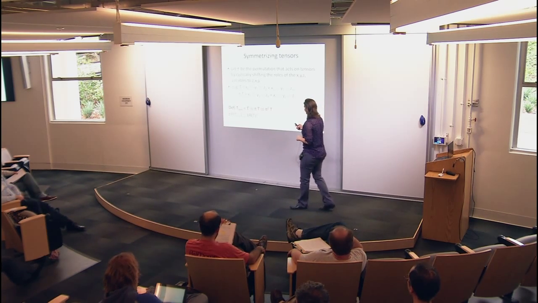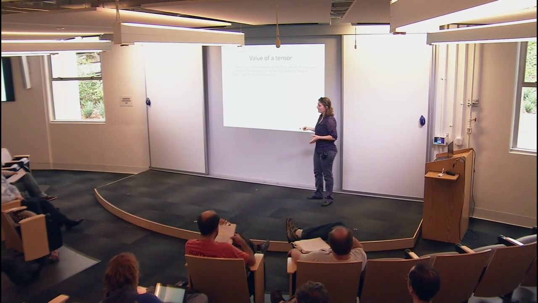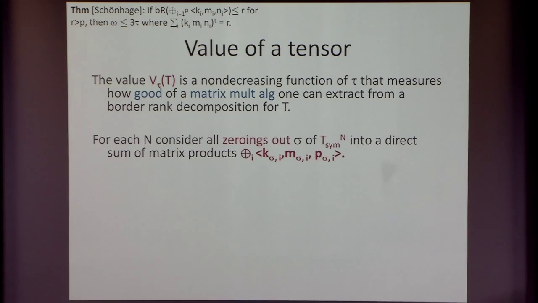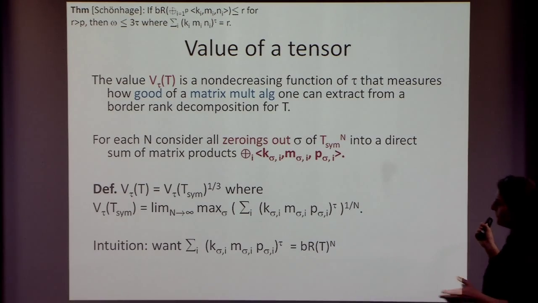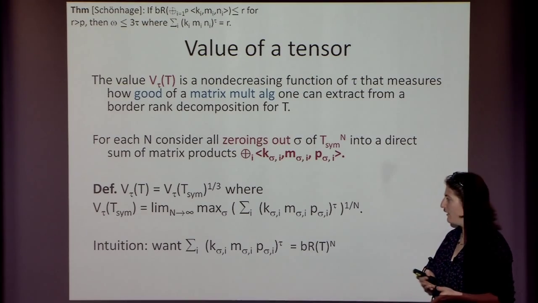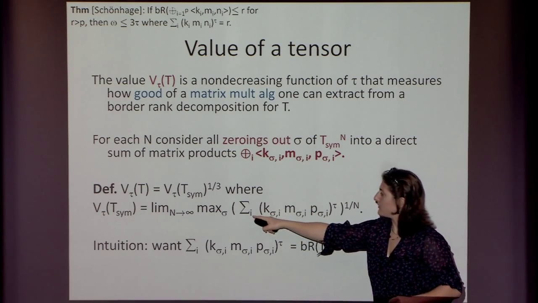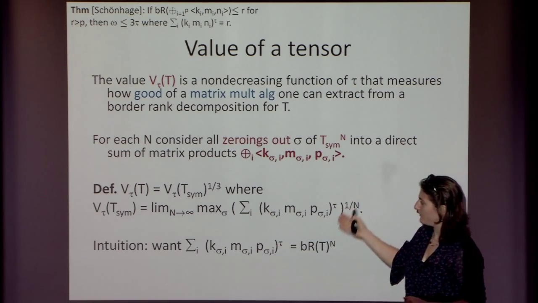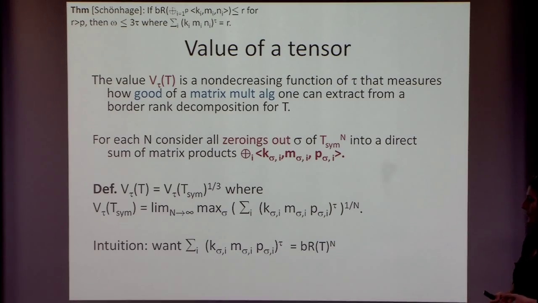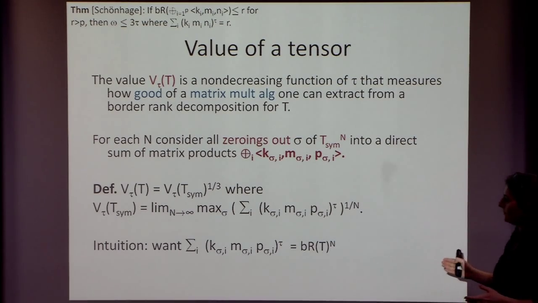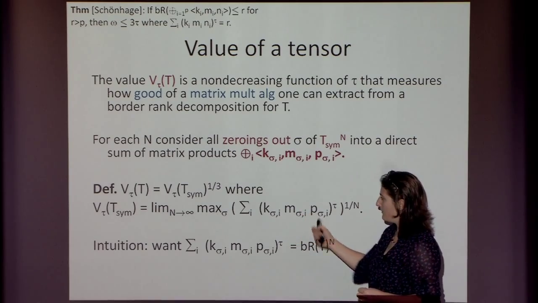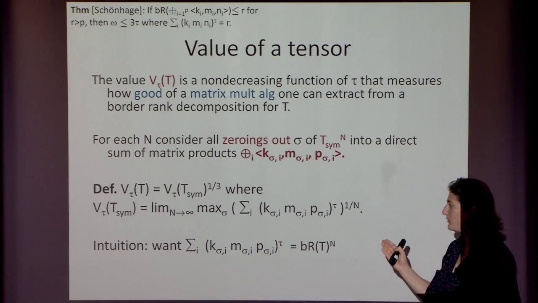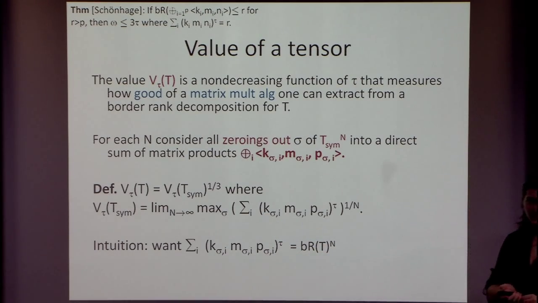Okay. Right, so now I've symmetrized this thing and I want to define this value that we're going to use. The value is, I take the symmetrized tensor, look at large tensor powers, and look at what this quantity looks like to the nth, and take the nth root of it as you let n grow. This limit has been shown to exist, and I'll give you a generalization of Schoenhagen's theorem that only uses values. And that's what we use.